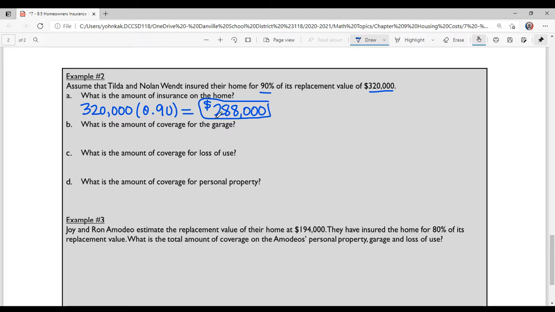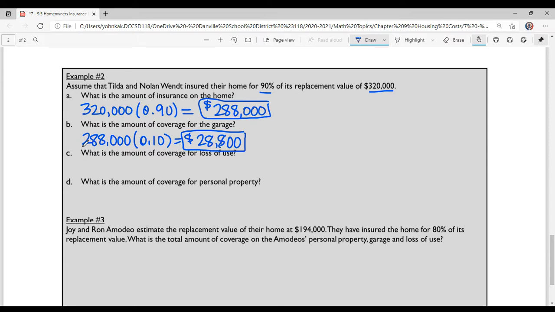Part B, what is the amount of coverage for the garage? Well, the garage carries a 10% coverage, so 288,000 times 10%. That's going to give me $28,800. So if my garage gets a tree that fell on it, I could then replace the garage with some of this $28,000 money. Now, that doesn't mean that you're going to get all of the 10%. You could get up to 10%, just depends on the damage.